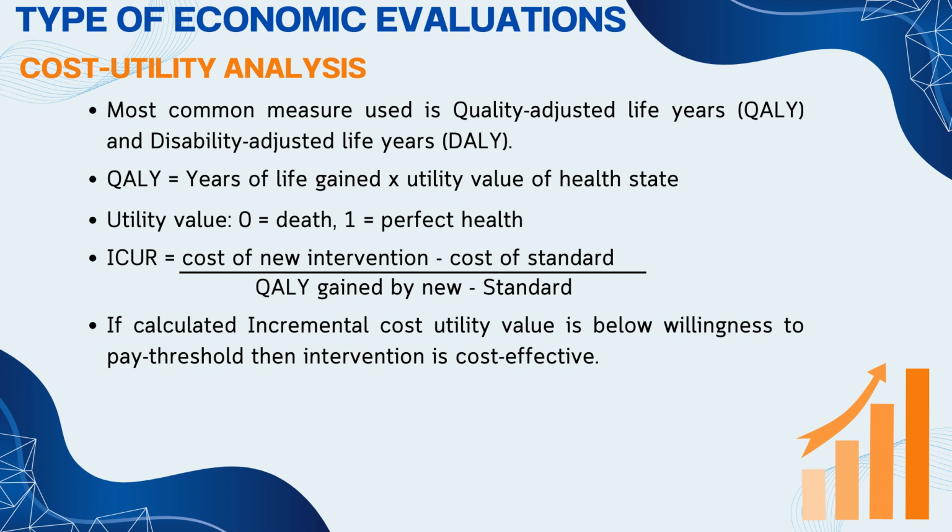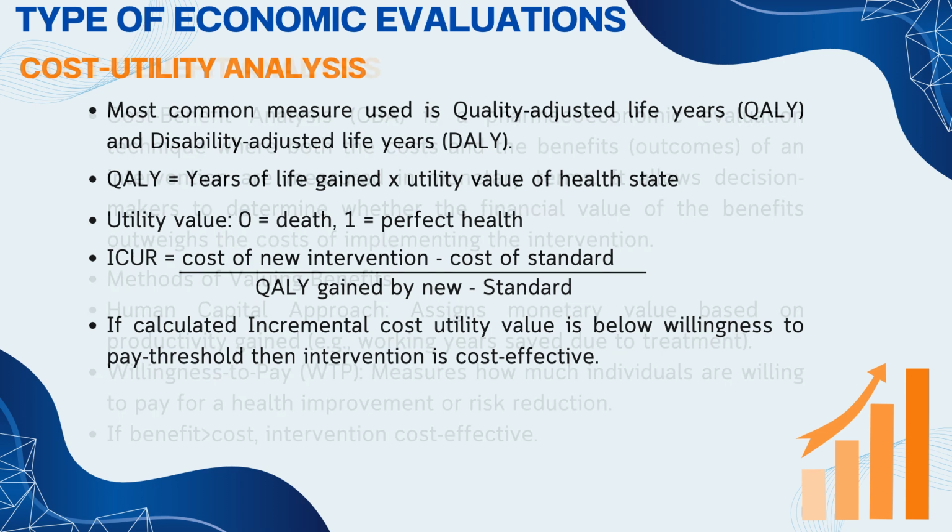For example, QALY is years of life gained multiplied by the utility value of the health state, and this utility value ranges from 0 to 1, where 0 stands for death and 1 stands for perfect health. The ratio we use is called the incremental cost utility ratio, or ICUR. If ICUR is below the country's willingness to pay threshold, then the intervention is considered cost effective.